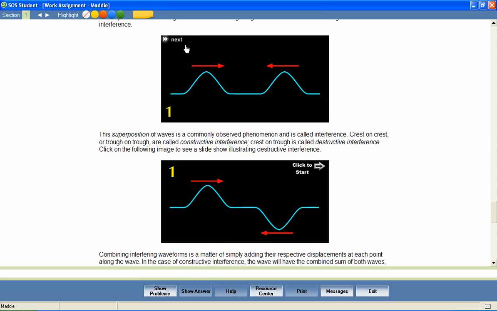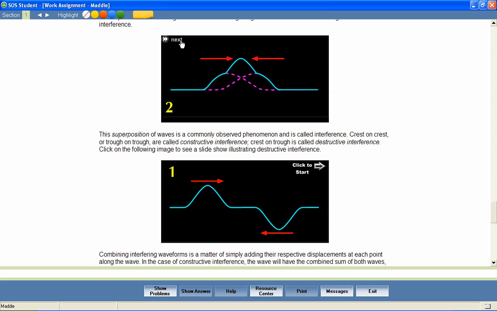2 waves approach each other with the same frequency and amplitude. As they begin to interfere, the waves begin to combine, increasing the overall amplitude. As the waves are exactly superimposed, the overall amplitude is equal to the sum of both individual amplitudes. As the waves pass, they continue on the same as before they interfered with each other.